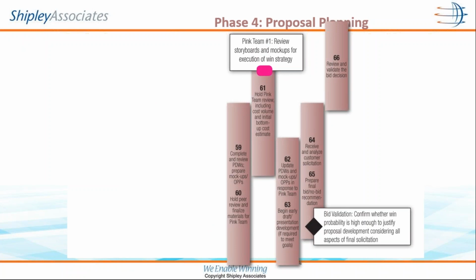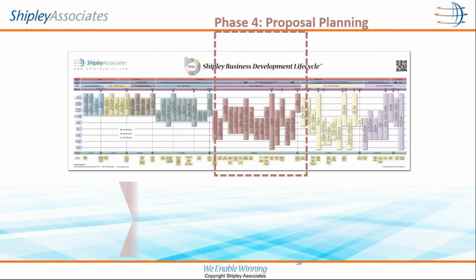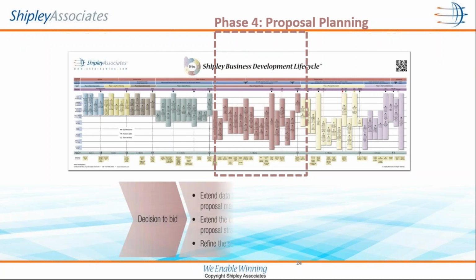Embedded in this proposal planning, there is a pink team review. Not all companies call it that. You might call it an opportunity review number 1, where we're looking at some of the storyboards and mock-ups. But what we're trying to accomplish here in the proposal planning, we've made a preliminary decision to bid, right?